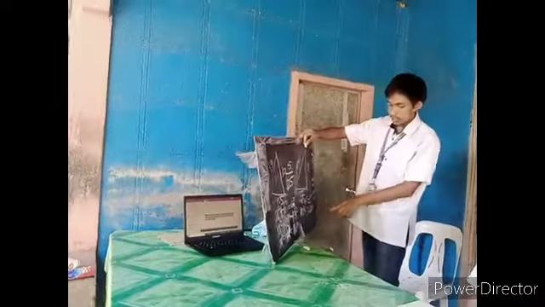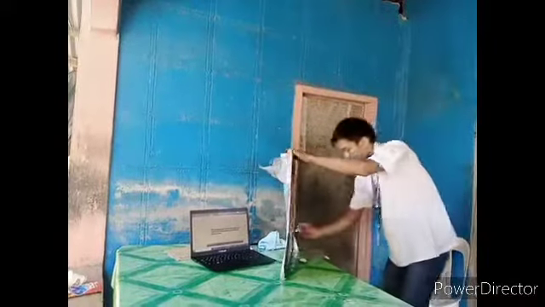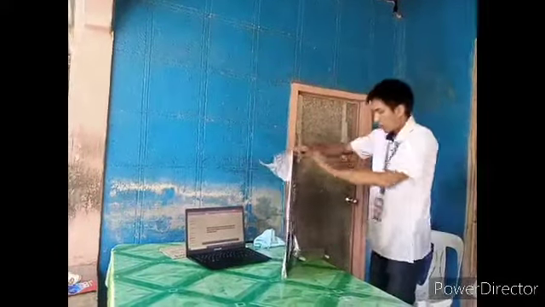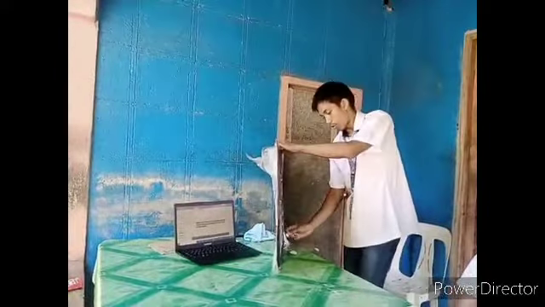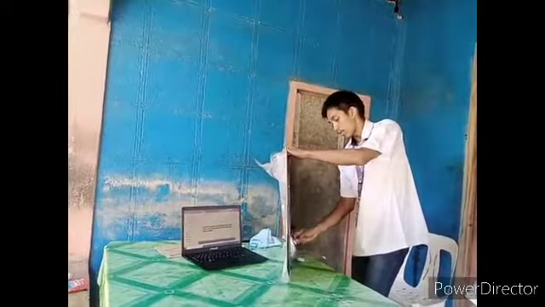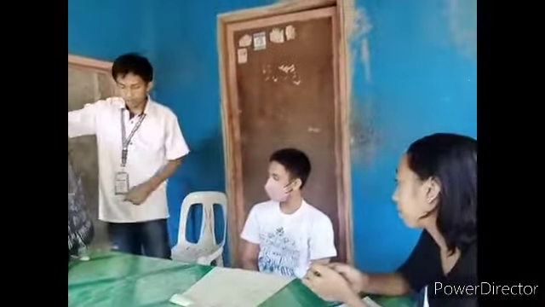37 times 37, 1,369. 12 times 12, 144. Ano ang gagawin natin since hindi natin pwedeng ipag-plus yung b squared saka yung a squared dahil walang value yung b squared?